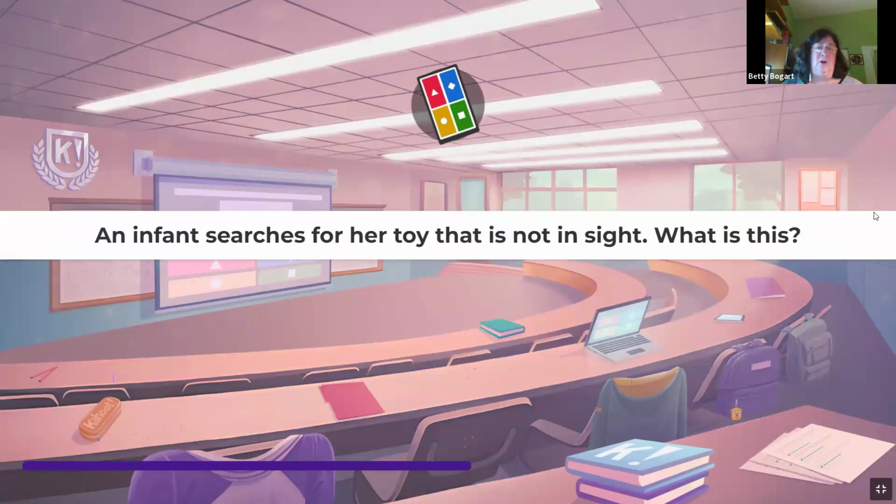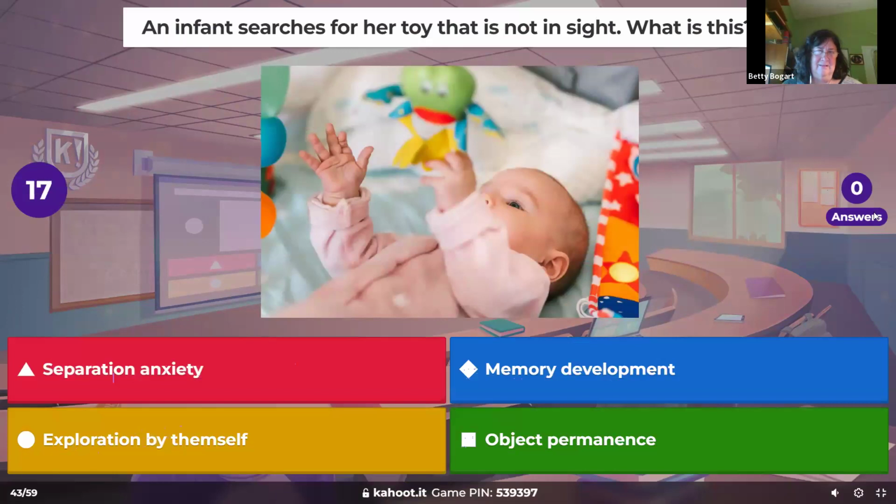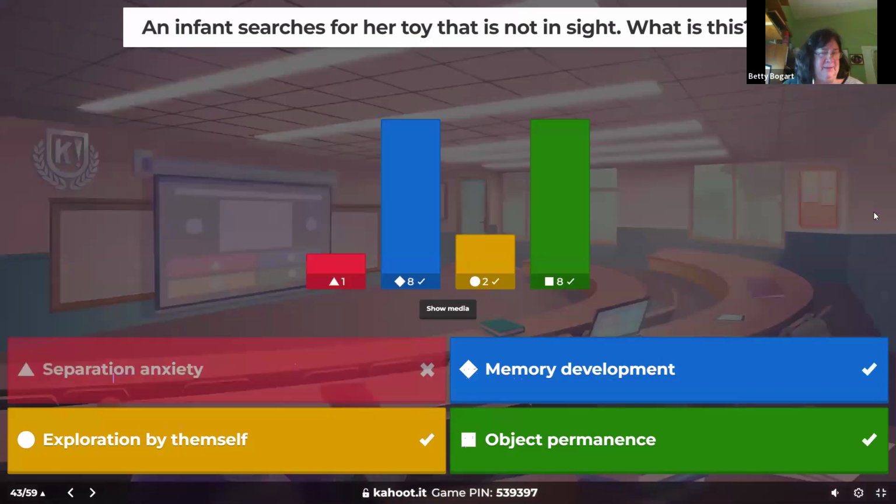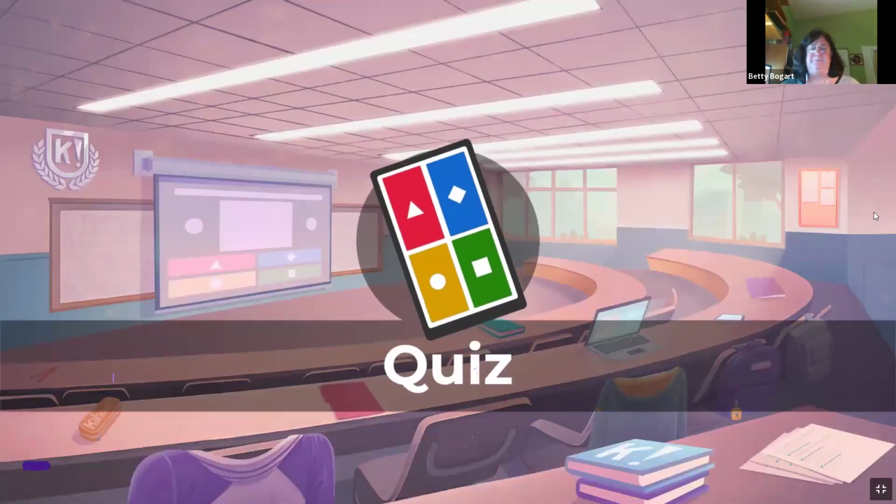An infant searches for her toy that's not in sight. What is this? That's a multi-select. Not there, but I know it's there, right? Object permanence is another way of looking at this question. It's because they remember it's there. And now that exploration by themselves or moving muscles is all really great. And again, object permanence, of course.